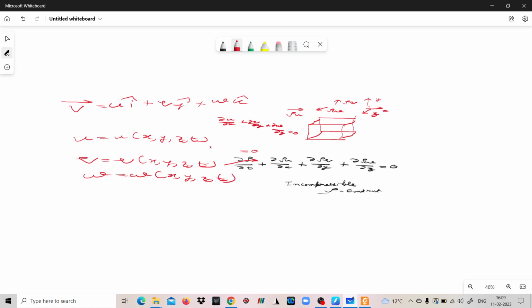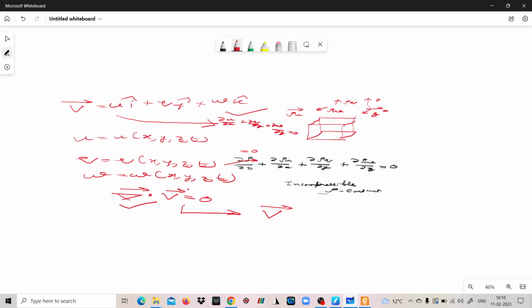Then if this velocity field satisfies this equation, that is, in terms of a vector equation, the divergence of this velocity field is equal to 0, then it means that the velocity field V given by u i cap plus v j cap plus w k cap, if it satisfies this, that is, the divergence of this velocity field is 0, then the flow is incompressible and it represents a possible case of incompressible fluid flow.